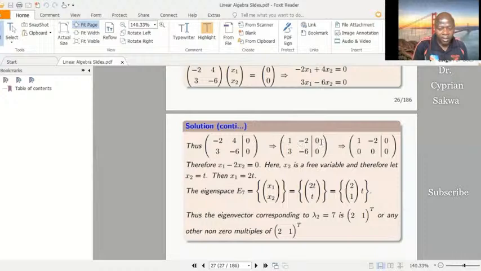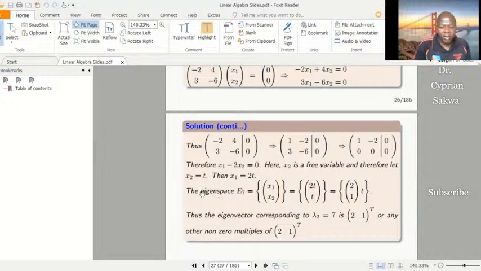So 1 times 3, the answer you get, subtract from 3, and you will have 0, 0, 0. At this point, you notice that x2 is a free variable, so we make it the parameter t. And so if x2 is t, from this equation, I can say that x1 would be 2x2, but x2 is t. So x1 therefore is 2t.